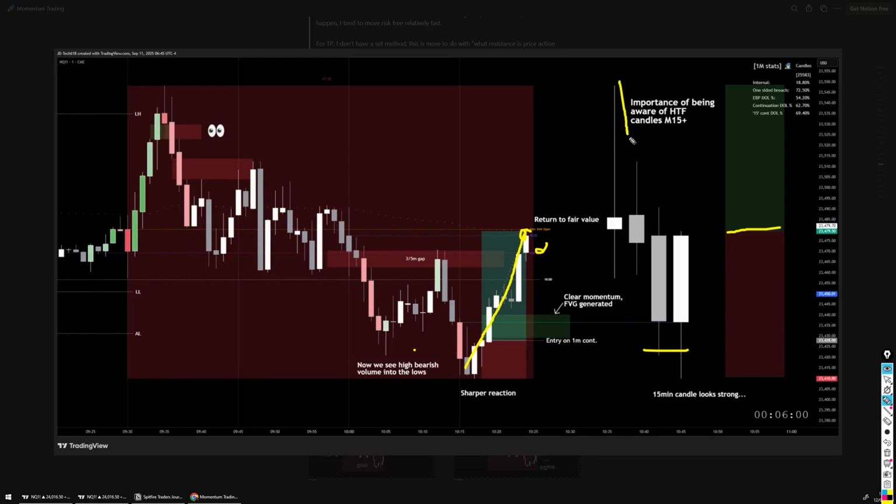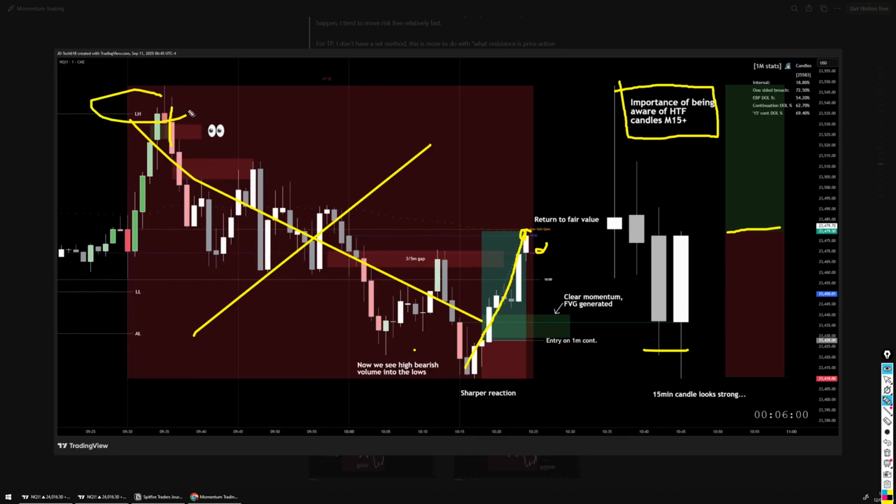So it is very, very important to be aware of your high time frame candles. We are trading 1 minute continuation candles, but do not stare at the 1 minute chart. Only look at the 1 minute chart when you're entering these areas of value and determine what the reaction has been like. How long has it taken for that reaction to happen? Was it a nice sharp reaction?